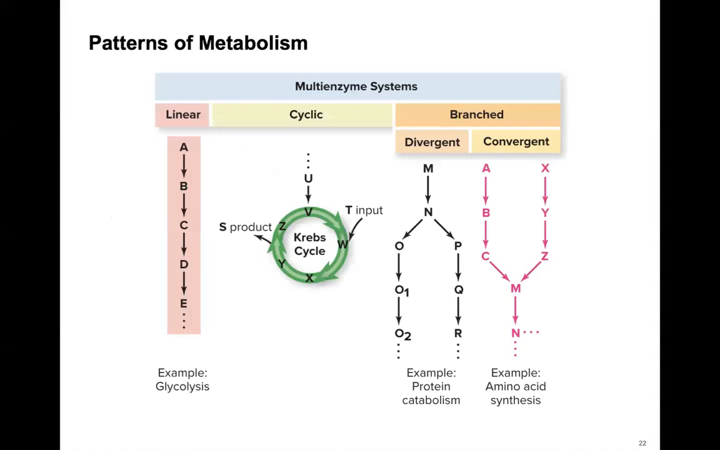So here you can see you can have a straight linear pathway, you can have a cyclical pathway, and you can also have branched pathways where they either diverge or converge. For example, here you might have two amino acids that have different starting points but ultimately end up with the same endpoints.